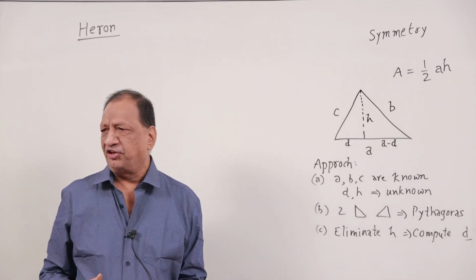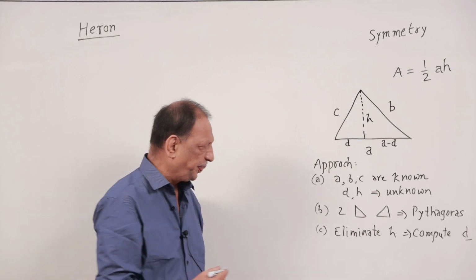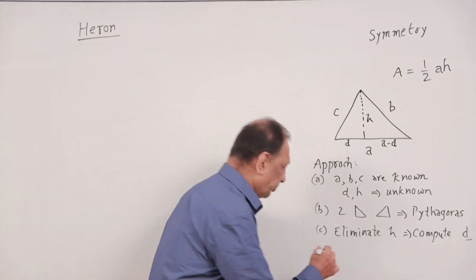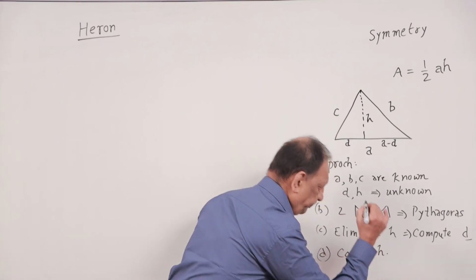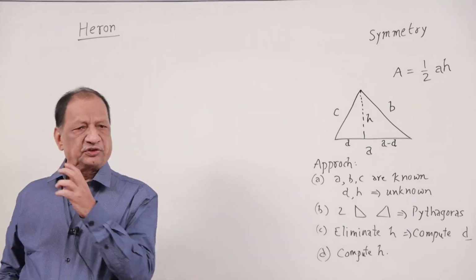We find the value of D. When you eliminate H, you will get a value of D because all the others are known in that equation. And once you have the value of D, substitute D in one of the equations and compute H. This will be the approach that we want to use. Okay? So we'll start with that.